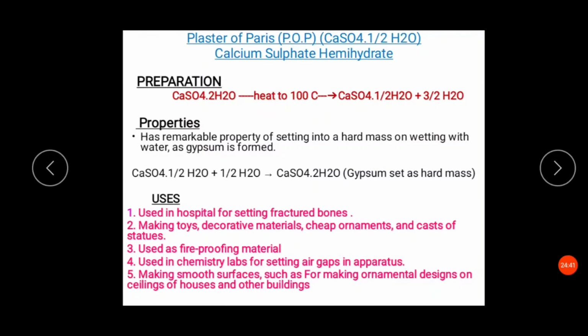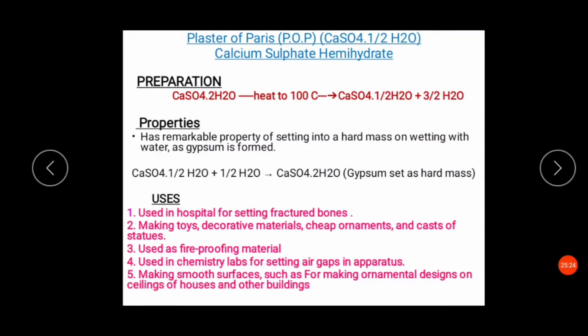What is the property? It has a remarkable property of setting into a hard mass on wetting with water, as gypsum is formed. So this plaster of Paris, have you ever heard where it is used? It is used for setting fractures by the doctors. Okay, so you must have seen that it is a hard mass. We cannot bend it. It is very hard. So that is the plaster of Paris, which is formed after the wetting. Some water is mixed in the plaster of Paris, and that hard mass is gypsum.